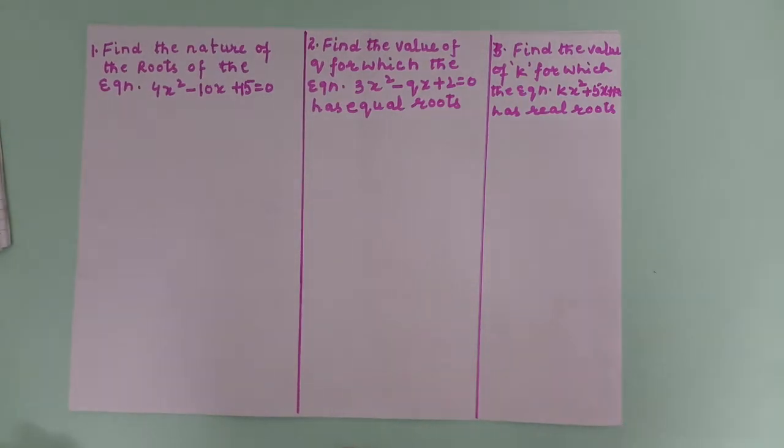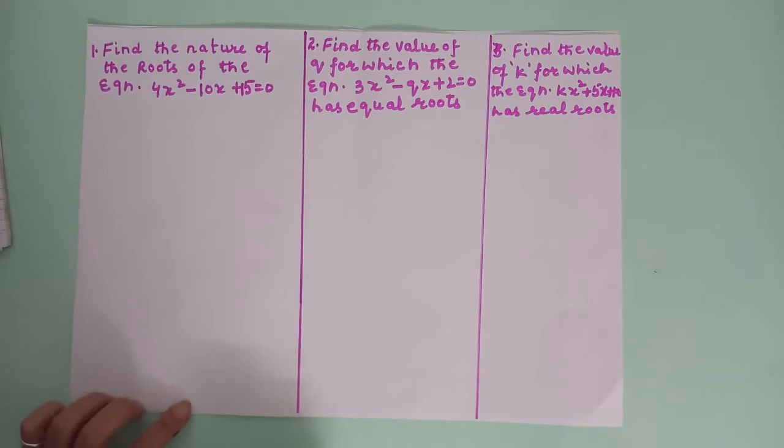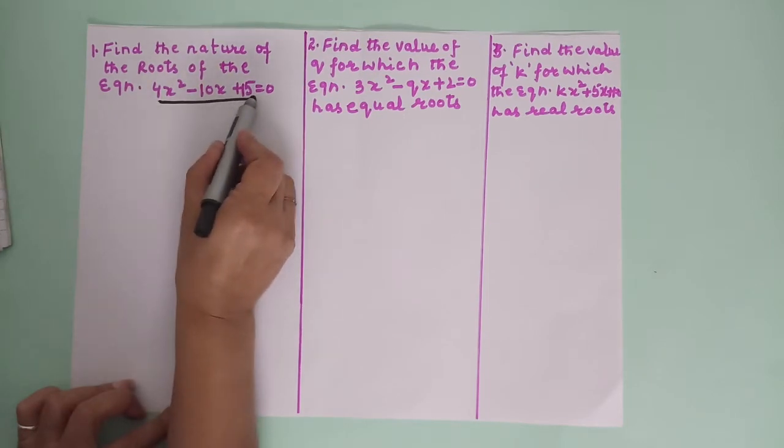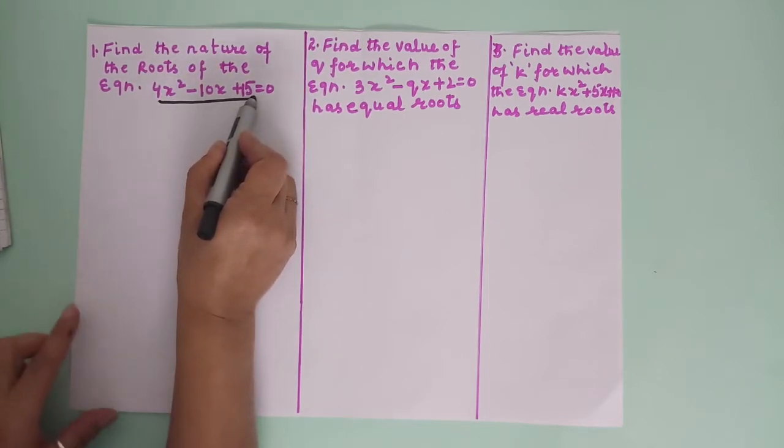Let's solve some sums based upon the nature of roots of the equation. Let's take the first example. We have to find the nature of the roots of the following equation, right? We know now what is the procedure. We will find the discriminant.